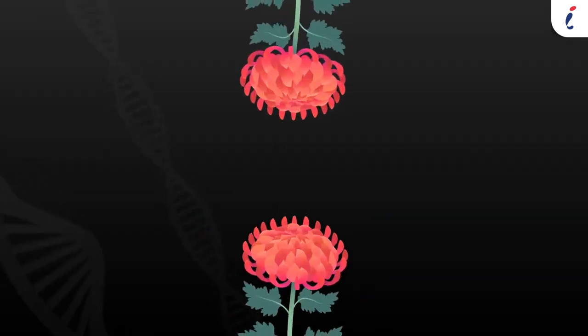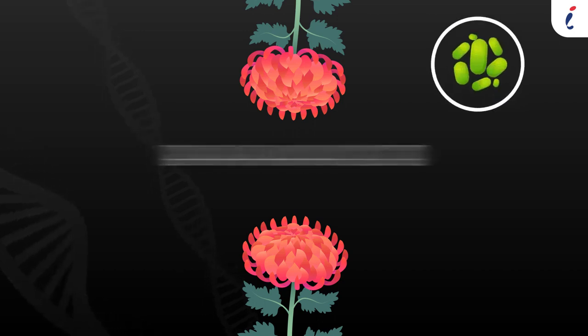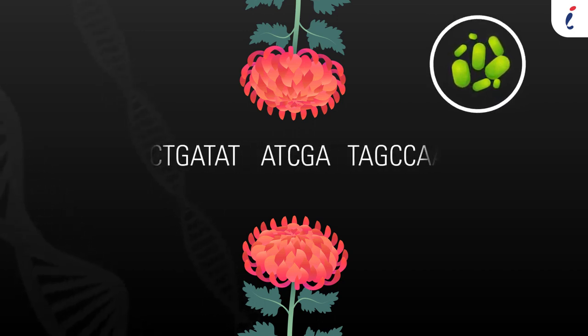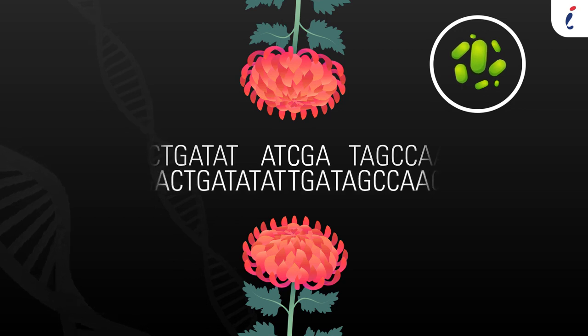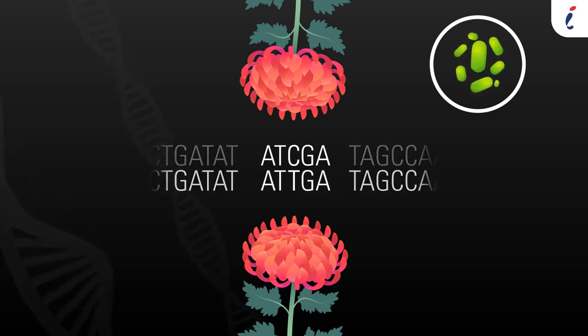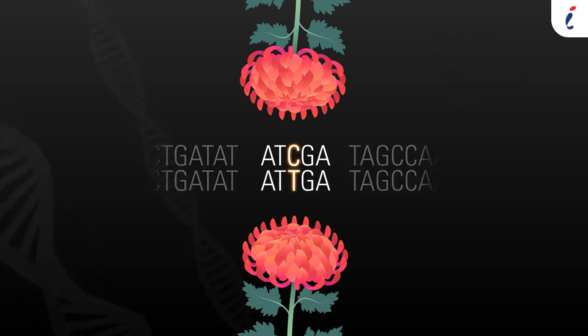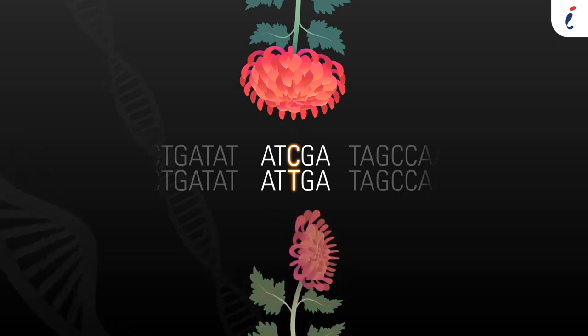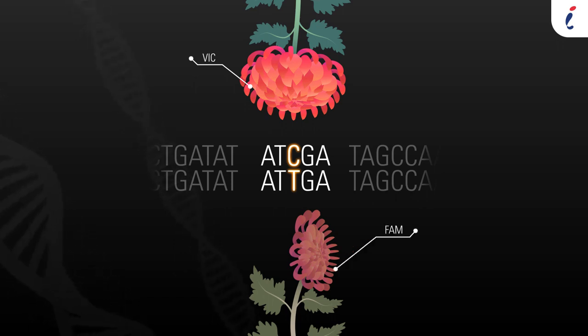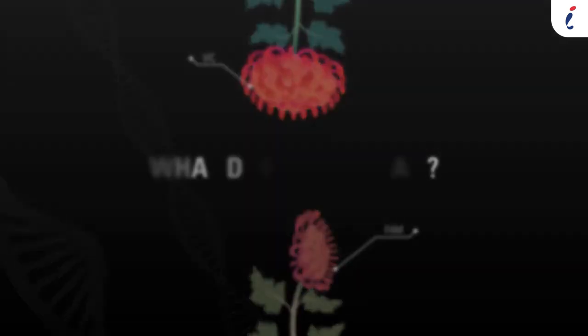For example, for a chrysanthemum with a genotype resistant to fungus X, its DNA sequence might be ATCGA. But if the sequence is ATTGA instead, it indicates that this variety is susceptible. The resistant variety has a fluorescent label called VIC, while the susceptible variety has the fluorescent label FAM. What does this mean?